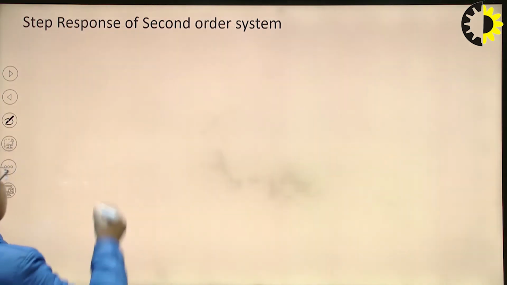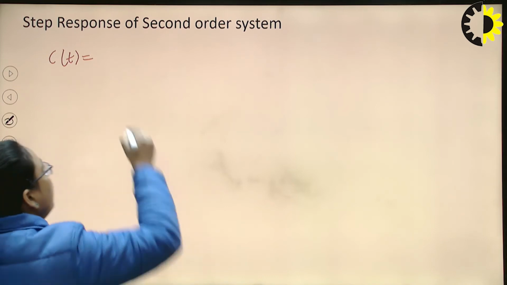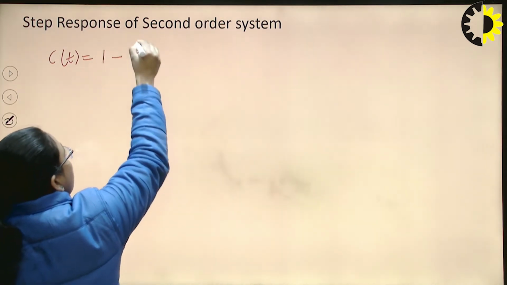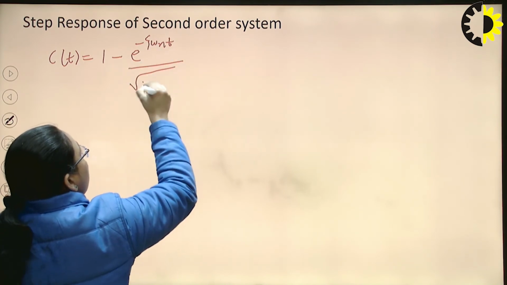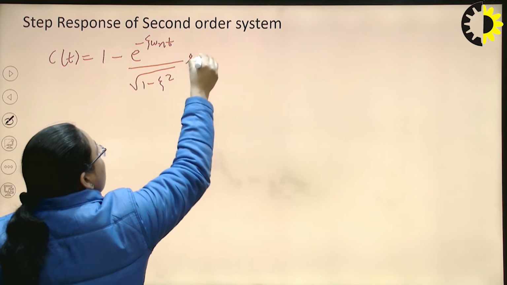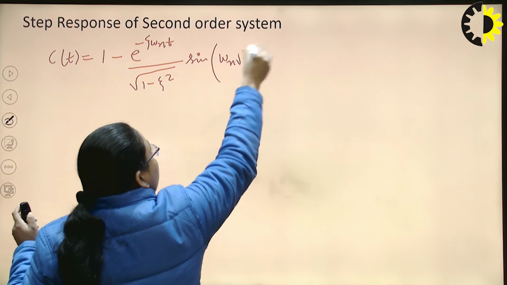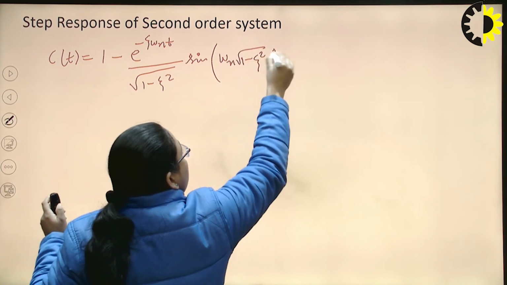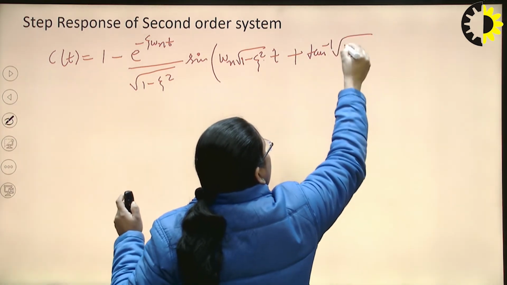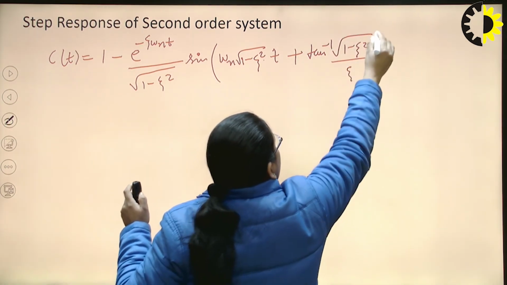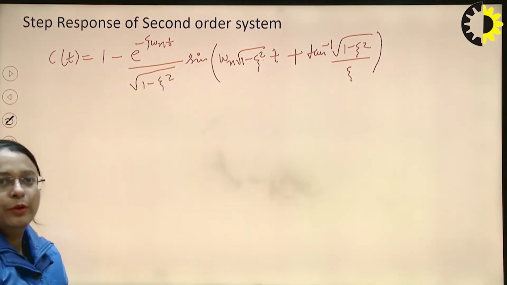So the final expression for c(t) when a step input is applied to a second order system will be 1 minus e raised to the power minus zeta omega n t upon under root 1 minus zeta square into sin of omega n under root 1 minus zeta square into t plus tan inverse under root of 1 minus zeta square upon zeta. This will be the final expression for a second order system when a unit step input is applied.